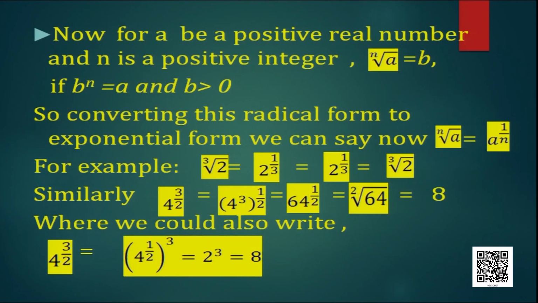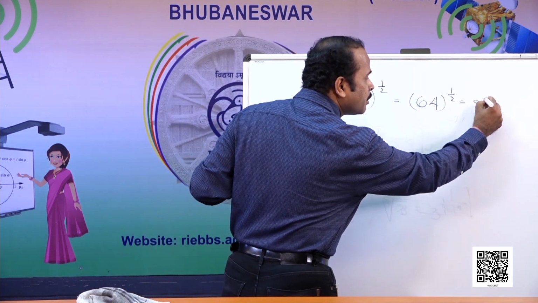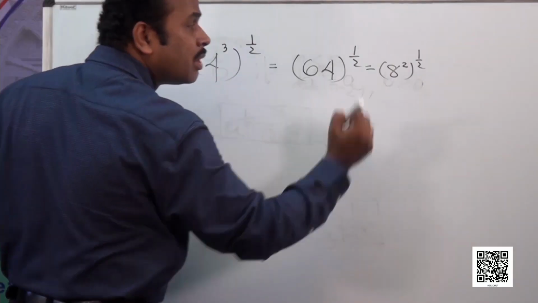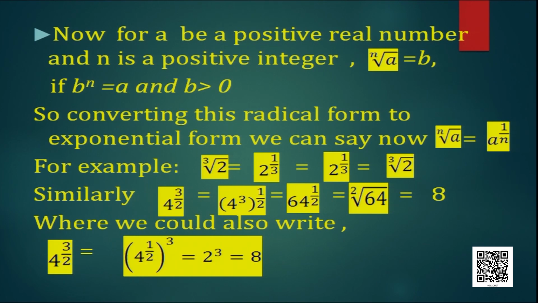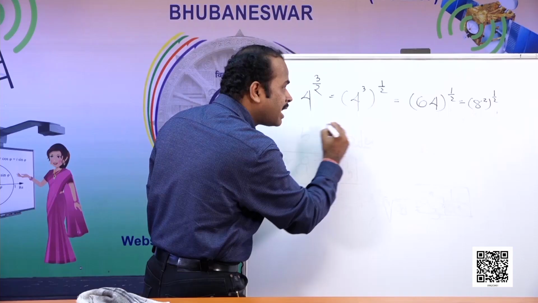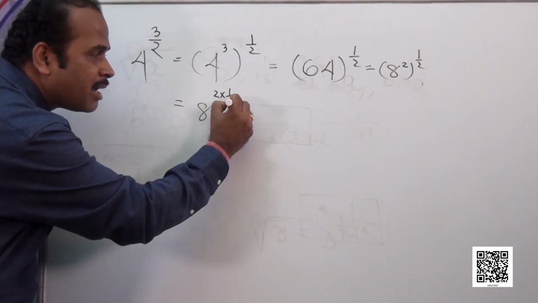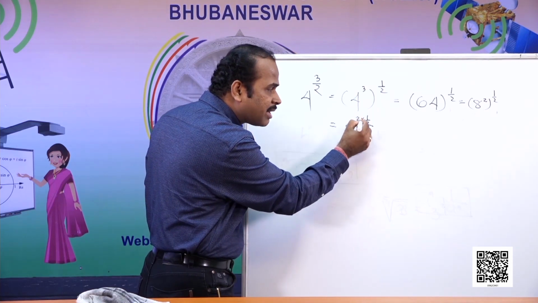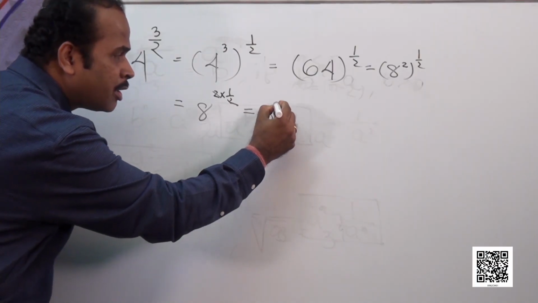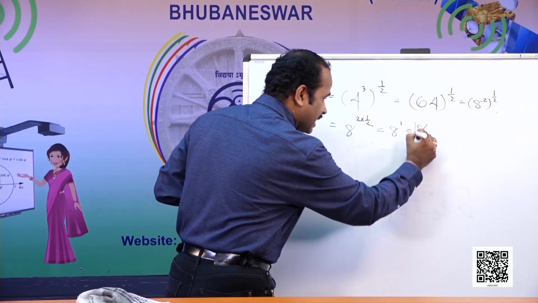64 we already know is 8 square. We can write 64 as 8 to the power 2, and whole to the power 1 by 2. Now again it is in the form of a to the power m whole to the power n. So here, with the same base, these powers will be multiplied: a to the power m into n, and when we multiply 2 into 1 by 2 it cancels. Finally I got 8 to the power 1, and the value is 8. So 4 to the power 3 by 2 I got as 8. Okay, this is my answer.